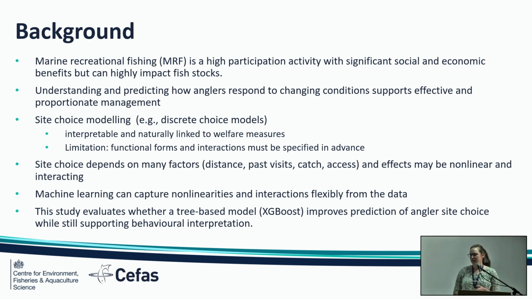And machine learning can often capture non-linearities and interactions flexibly directly from the data without you having to pre-specify anything. But they're often criticised as being a bit of a black box, so it's hard to then get anything interpretable out of it. So we wanted to explore whether we could use a tree-based machine learning model, XGBoost, to improve our predictions of site choice and see if we can get reasonable behaviour interpretations out of it.